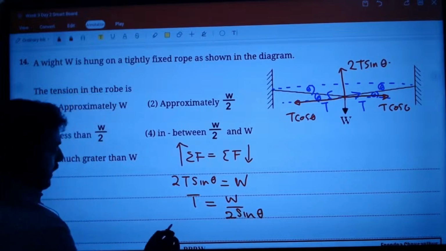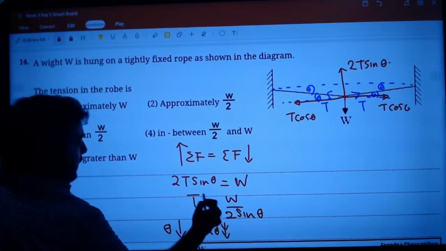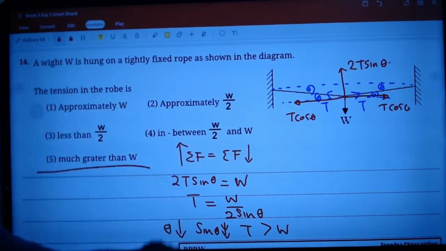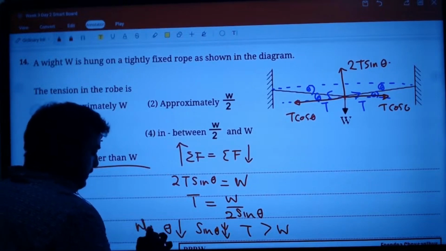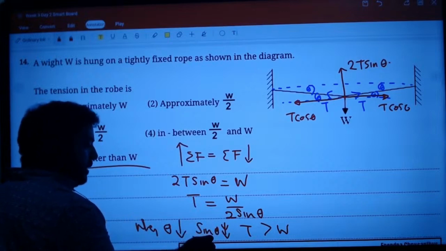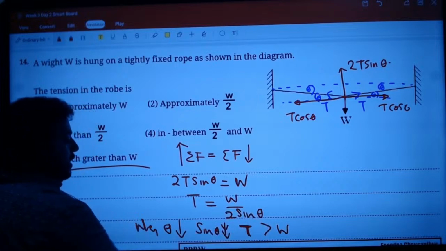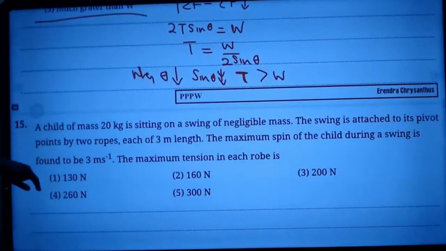Look below. Theta small means sin theta is also very small. Sin theta is very small means T is greater than W. Tension is larger than W. So when theta reduces, sin theta reduces, and tension will be larger than W. Right. So these are things that you have done, but it's good for you to remember.